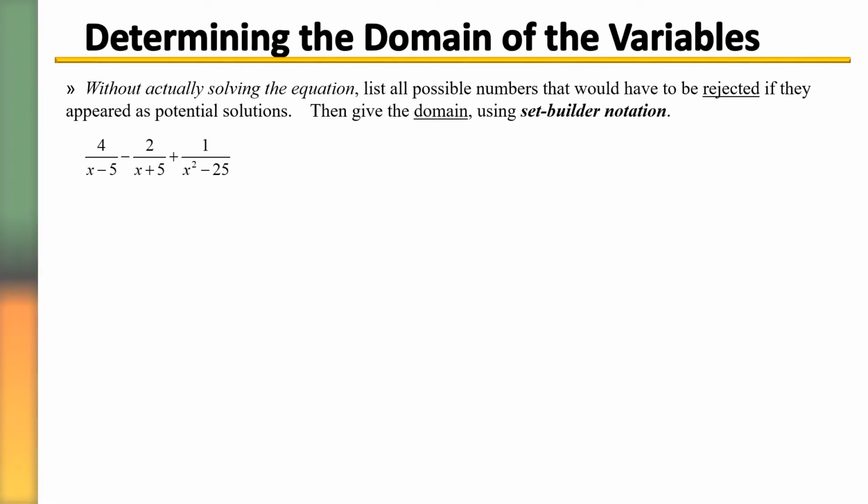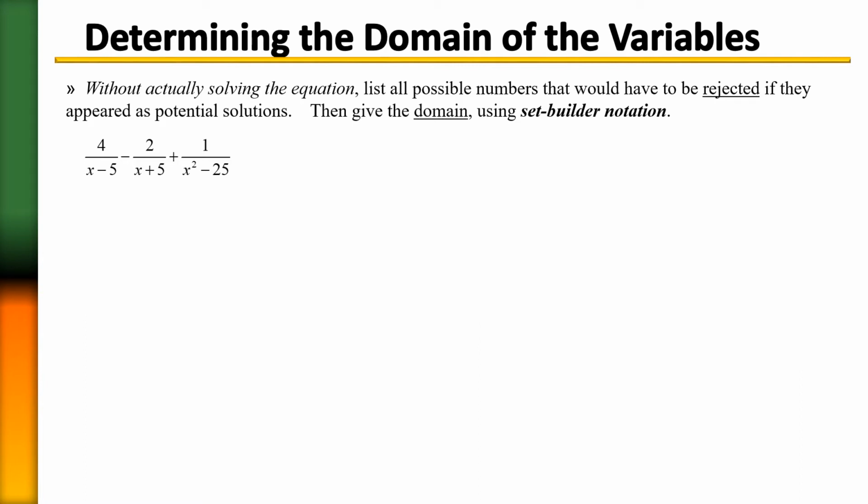In this equation, we're asked, without actually solving the equation, to list all possible numbers that would have to be rejected if they appeared as potential solutions, and then to give the domain using set builder notation form. So again, all we're doing is finding out what numbers I'm allowed to plug in and what numbers I can't plug in. In other words, numbers that would have to be rejected as potential solutions would be those that would make the bottom undefined. In other words, those that would make the bottom 0.